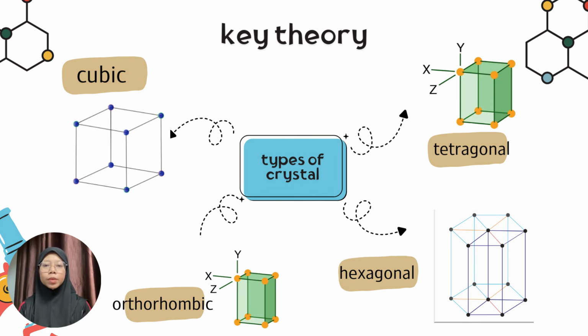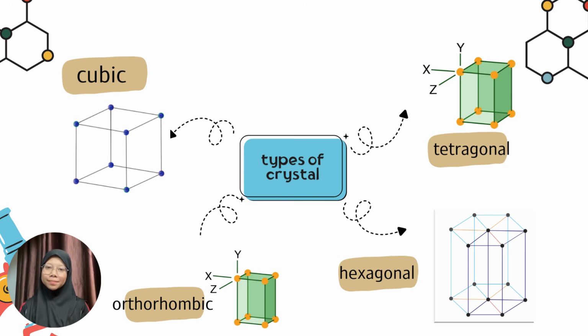The third system is orthorhombic. All three axes are unequal in length, but they are still perpendicular to each other. This system has less symmetry than cubic and tetragonal systems. Next is hexagonal. It has four axes. Three axes have equal length in the same plane. They are separated by equal angles, and the fourth axis is perpendicular to that plane.